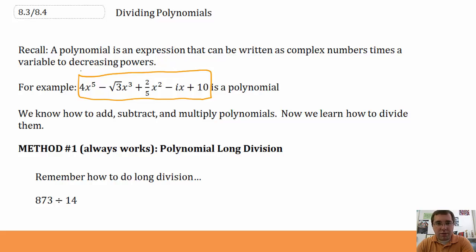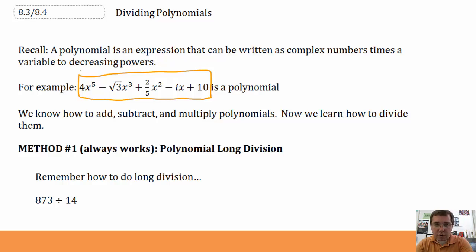Very complicated polynomial because it has coefficients that are irrational numbers like the radical 3, a fraction like 2/5, a complex number like i. But that's a polynomial. Anything of that form where it's the same variable to decreasing powers multiplied by complex numbers, real or imaginary, is a polynomial. So we know how to add, subtract, and multiply polynomials. Now we're going to learn how to divide them. And there are two methods.